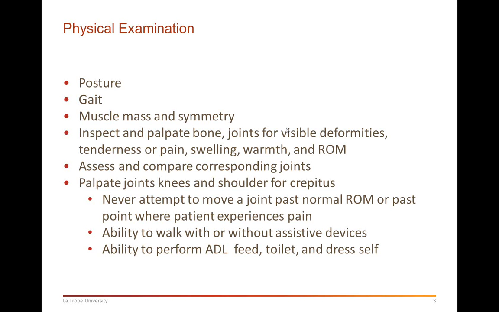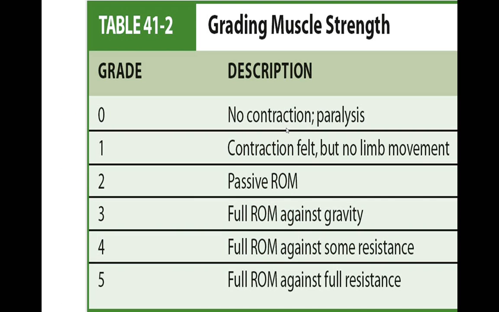Ability to walk, use of assistive devices, ability to do ADLs. So this again sets the tone for our assessment and sets the tone for the nursing care that we need to give the patient. So, grading of muscle strength. You can grade muscle strength from 0 to 5, with 0 being paralysis and 5 being full muscle strength against resistance. And this grading of muscle strength tells us two things.